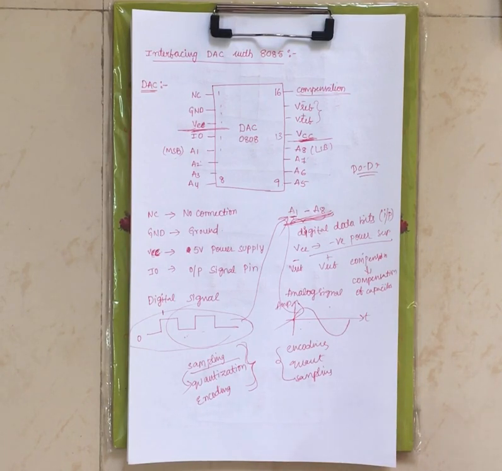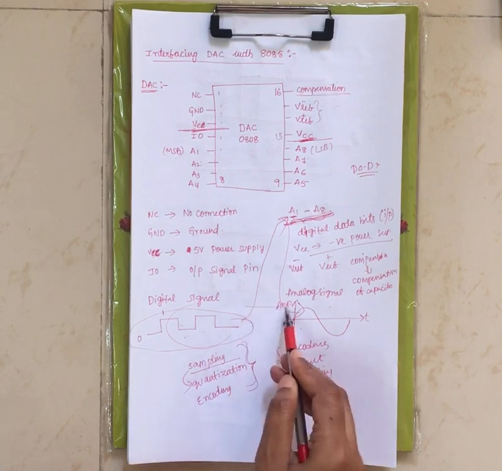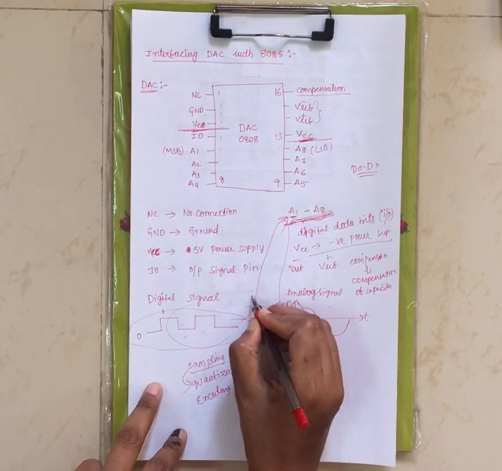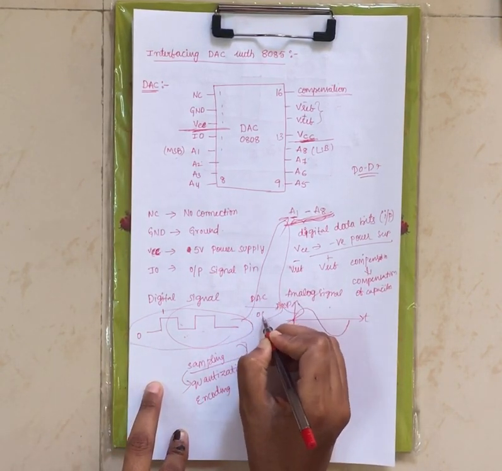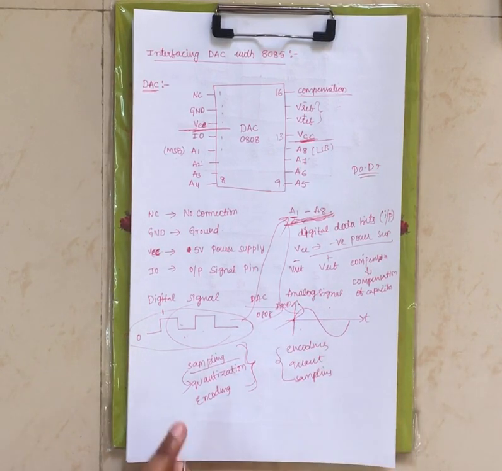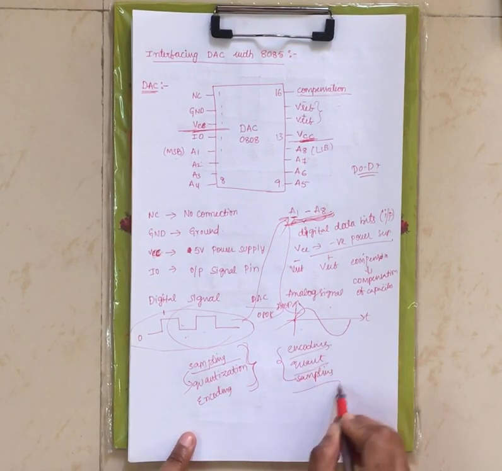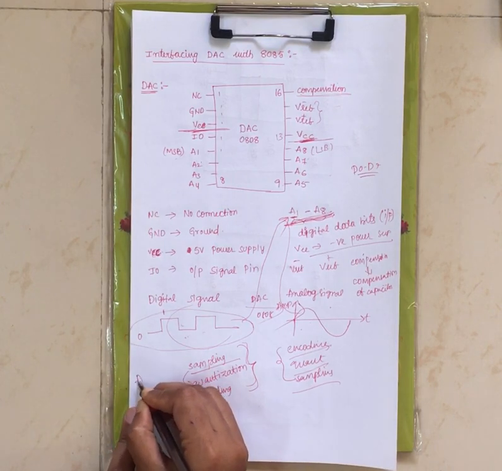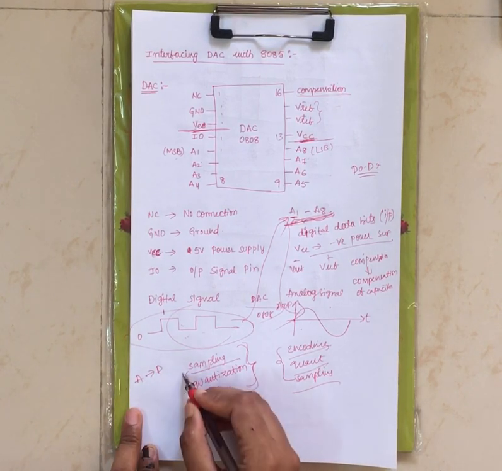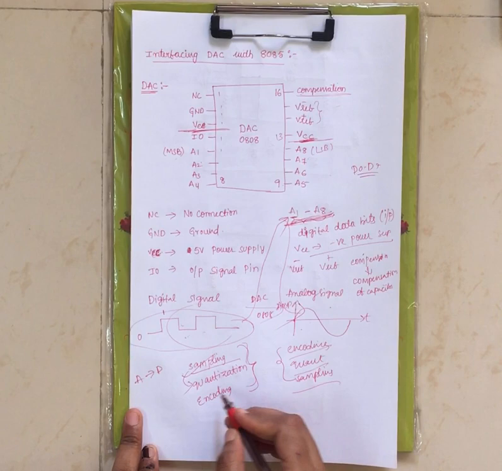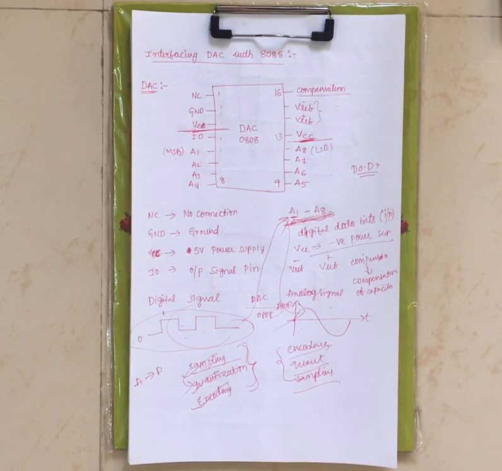Now what is a digital signal? It is a sequence of zeros and ones, which we call discrete in time and amplitude. What is an analog signal? It is a continuous signal. This signal has to be converted using the DAC chip, that is 0808. What are the steps included in it? Encoding, quantization, and sampling. If you want to convert analog to digital, first sampling has to be done, next quantization, and next encoding.